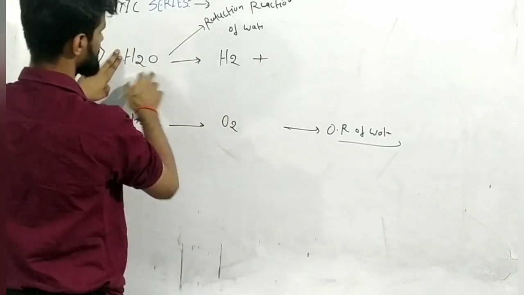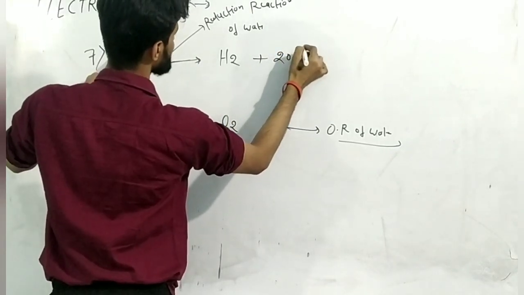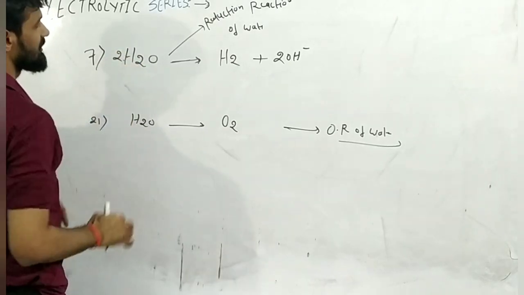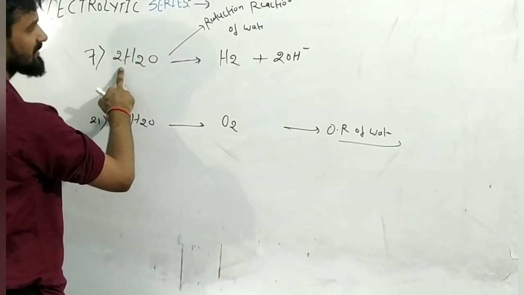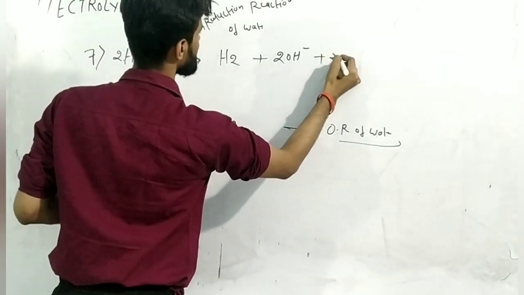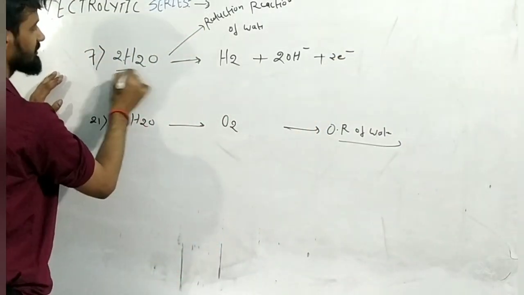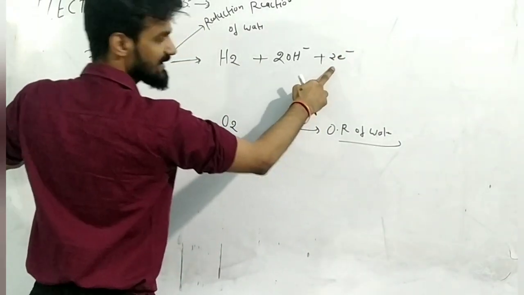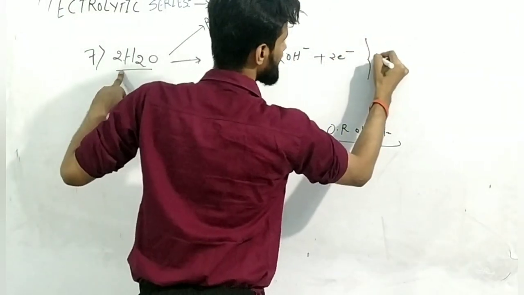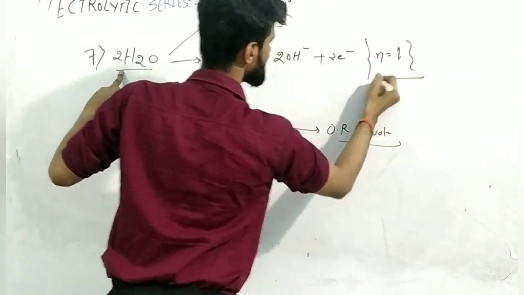Now you can write it. There is 2 hydrogen, so you can write 2 OH minus. Now understand one thing: there is 4 hydrogen, so you have to add 2 electrons in this. So for 2 H2O molecules, it is losing 2 electrons, so for 1, it will be losing 1 electron. So the N factor for this reaction is also 1.